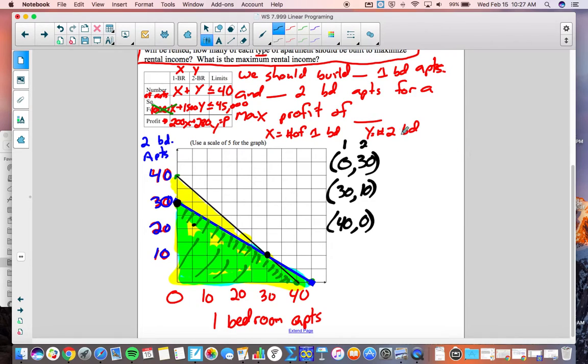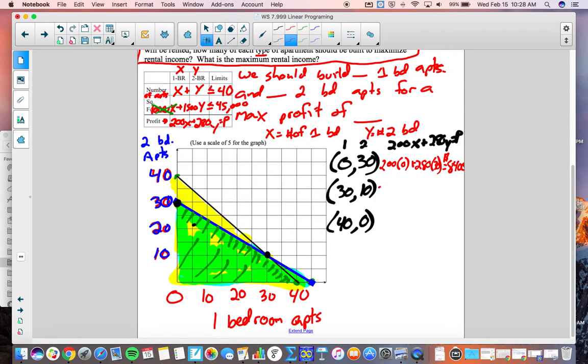So now we're going to use that profit equation, 200x plus 280y equals p. And we're going to substitute 0 in for x and 30 in for y and continue to do that. So 200 times 0, which we don't actually need to even calculate, plus 280 times 30 gives us a profit of $8,400. Not a profit, excuse me, an earning from rent of $8,400. There's expenses into owning that stuff too.